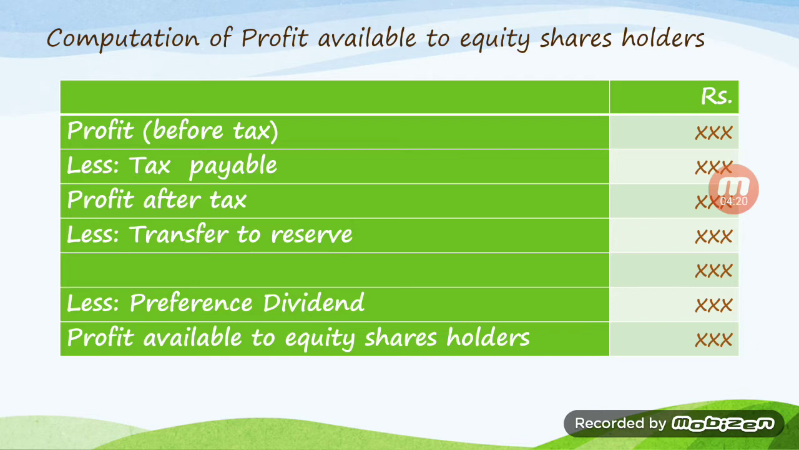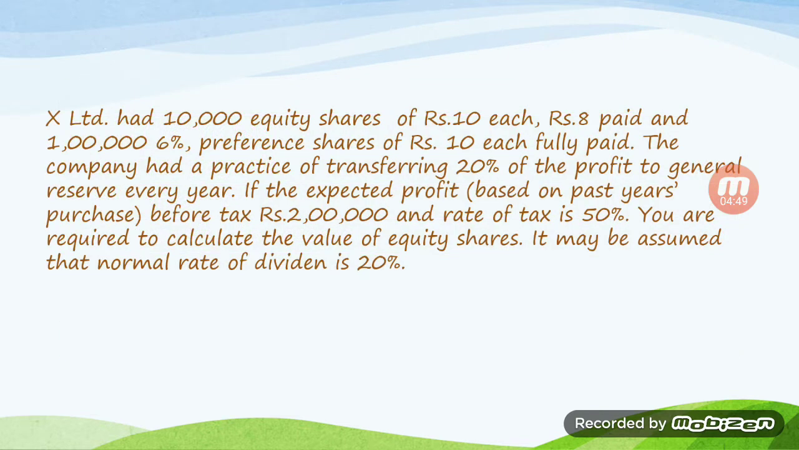Directly we can take profit after tax, from which any amount transferred to reserve is to be deducted. Then preference dividend is to be deducted. The dividend which is to be given for the preference shareholders is called preference dividend. The same must be deducted so as to compute profit available to equity shareholders. So this is the first step. The second step is ERR, and we know the formula. The third step is yield value per share, for which we also discussed the formula. Now we will move on to the problem.